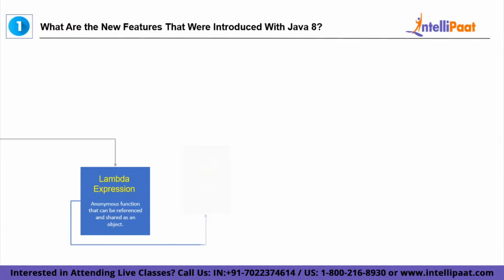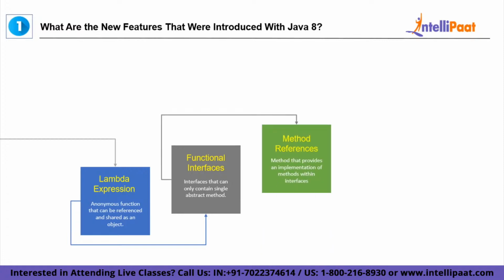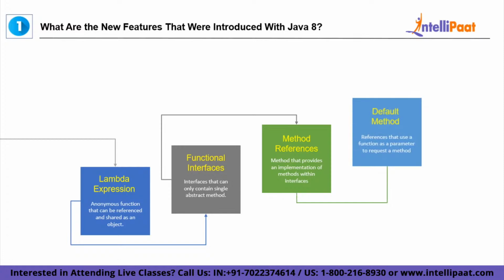Next we have functional interfaces. These are the types of interfaces that can contain only a single abstract method. Commonly, these interfaces are recognized as single abstract method interfaces. Then we have method references. These are the references that use a function as a parameter to request a method. Fourth important functionality we have is default methods. The default method is a method that offers an implementation of methods within interfaces, enabling the building of interfaces.